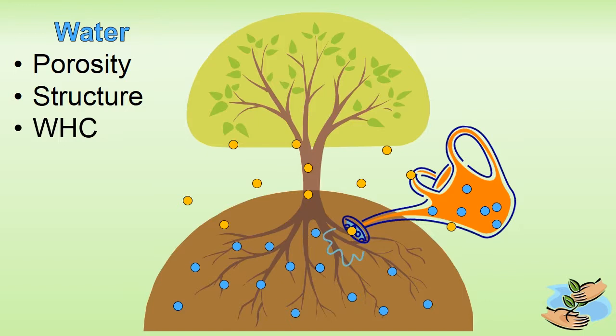If the media drains poorly or not at all, the pores will remain full of water, and the plant will suffer because the lower roots won't have access to the air they need.